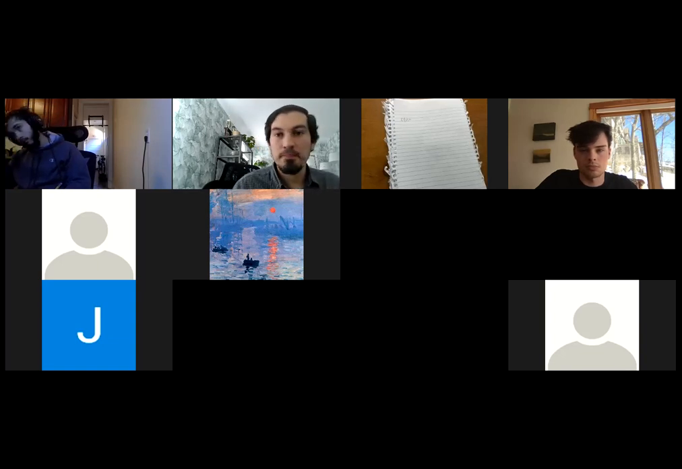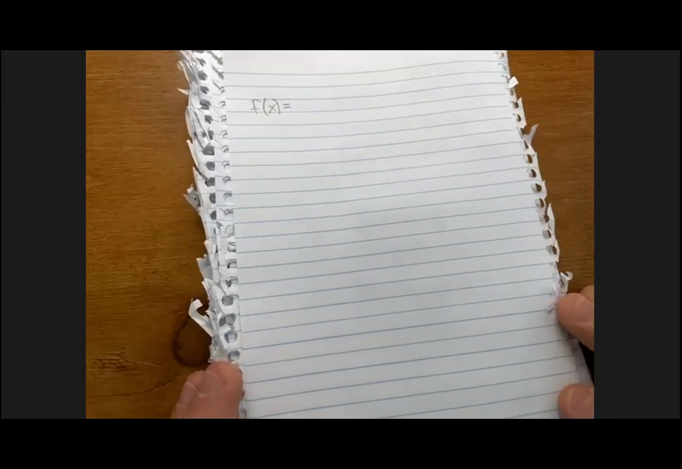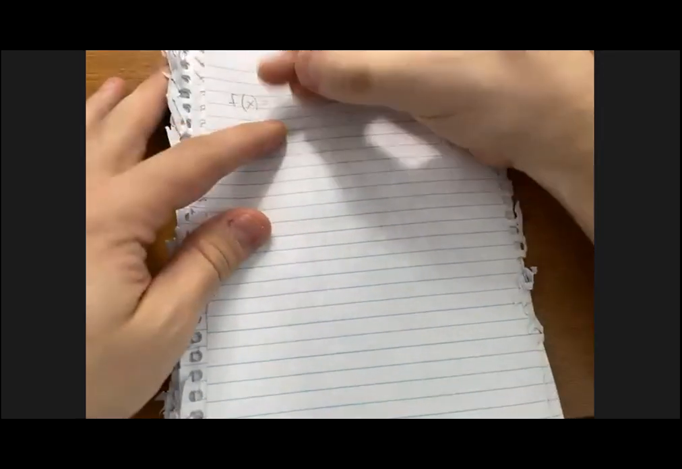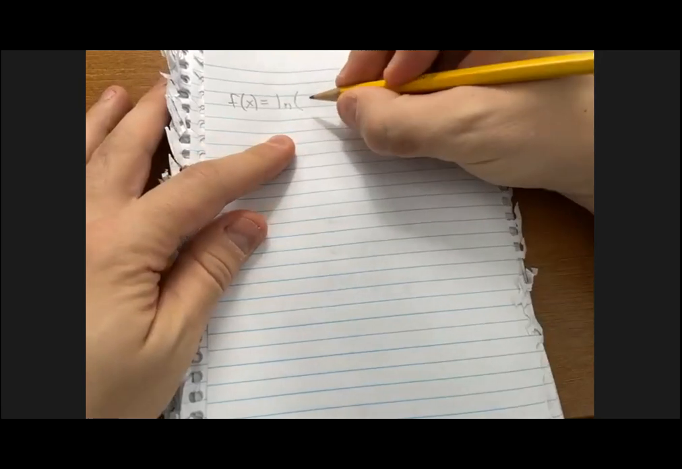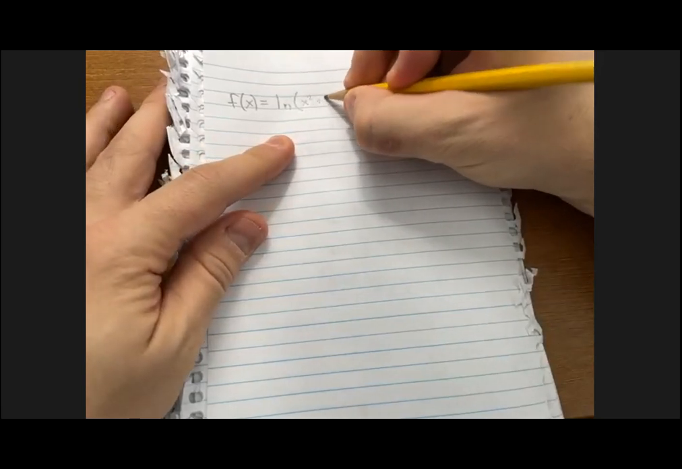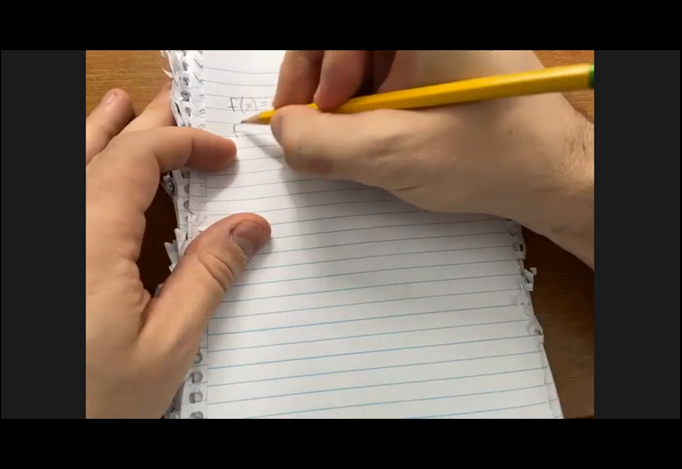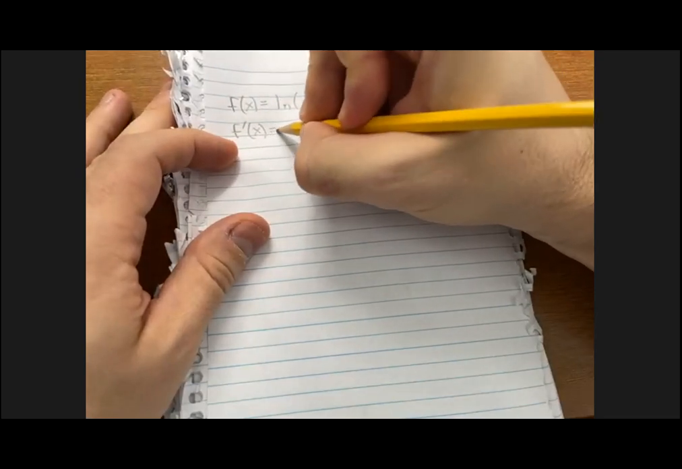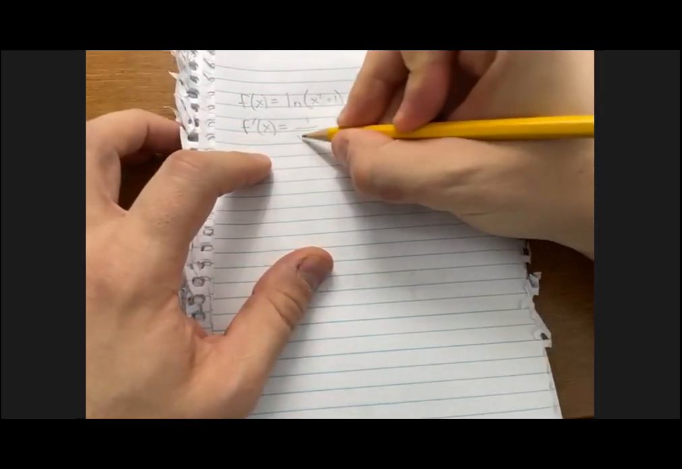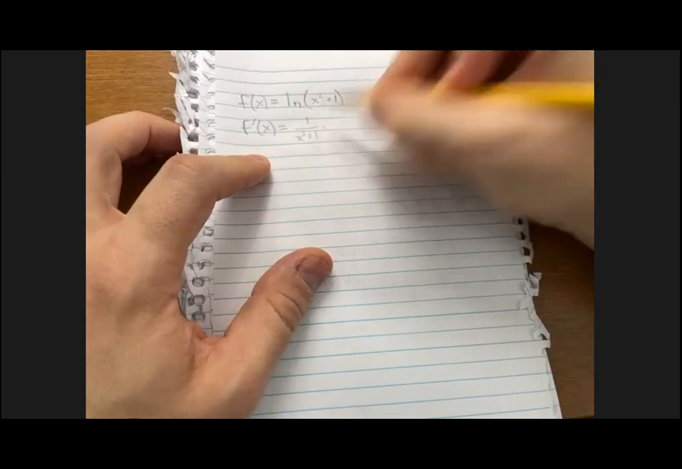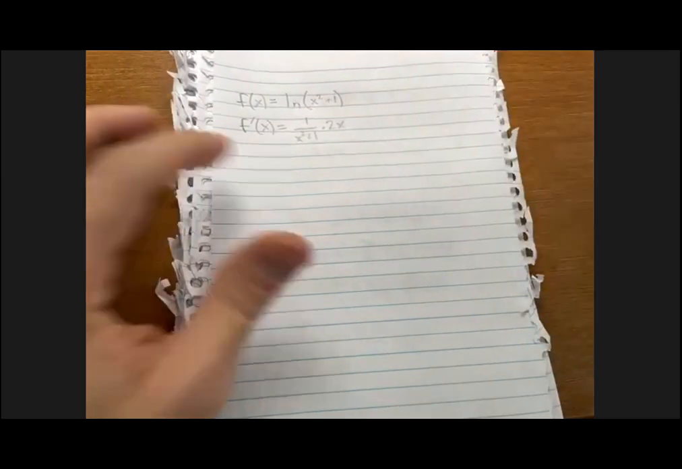Exponents and logs? Okay. Let's start. F of x equals the natural logarithm of x squared plus 1. How would I find the derivative of that? You guys tell me. It's just 1 over x squared plus 1, and then you also find the derivative of the inside, which would be 2x. Perfect. Thank you, Colin.